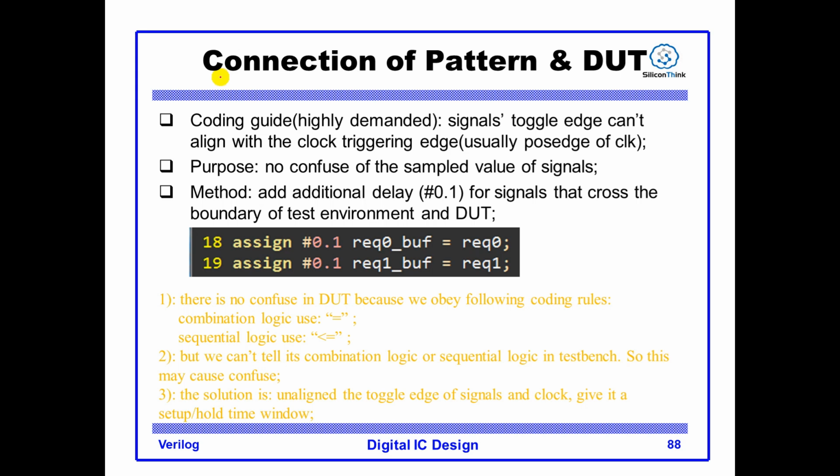And last, let's talk about the connection, the signal connection between the test pattern and the DUT. There is a coding guide for you. For the signals that cross the boundary of the Testbench and DUT, you must make sure the signal's toggling edge can't align with the clock triggering edge. Usually this is the positive edge of the clock. This is to make sure there is no confusion about the sampled value of signals.